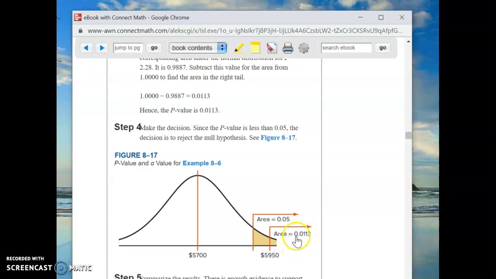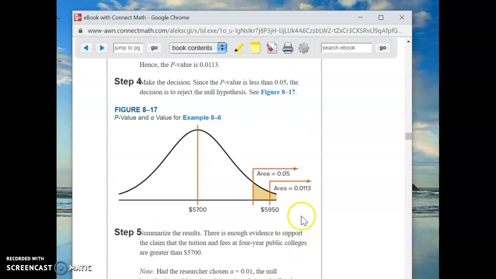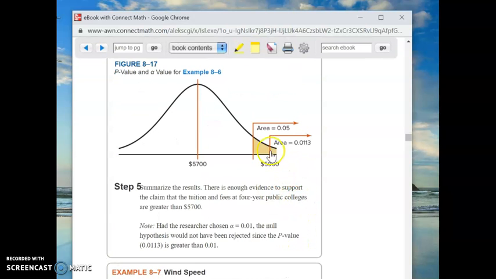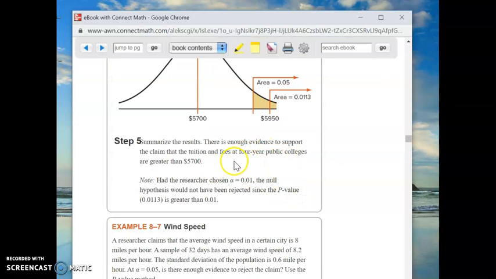I can go ahead, I can reject the null hypothesis, because the chances of getting that by random chance is significantly less than the alpha that I'm allowed, the error budget that I'm allowed. So there is enough evidence to support the claim that the fees are greater than 5,700.